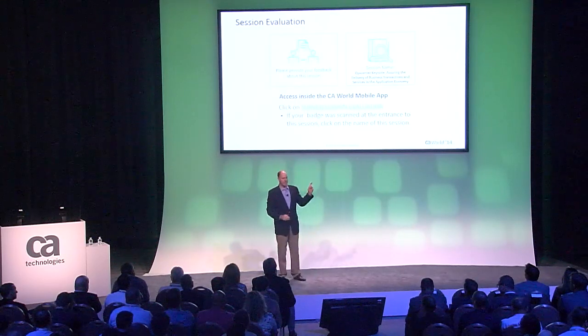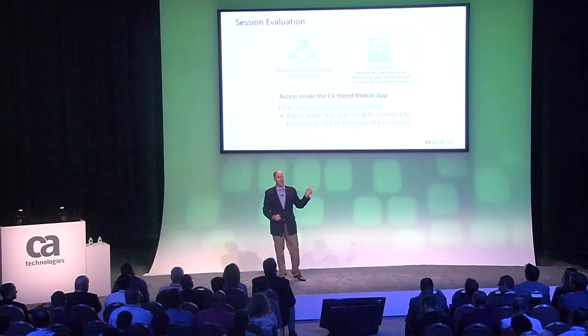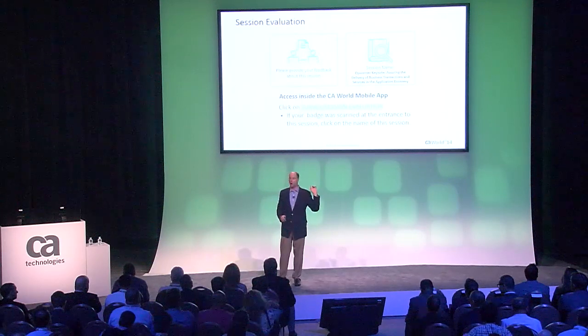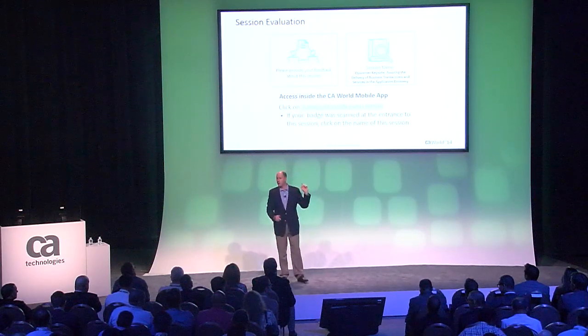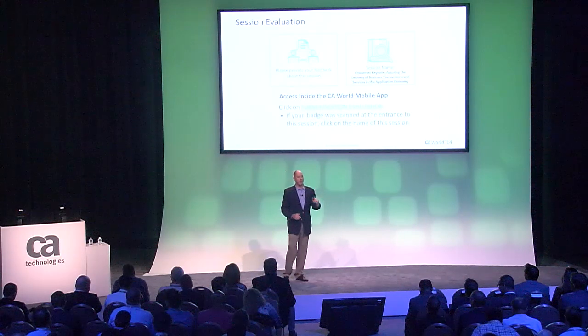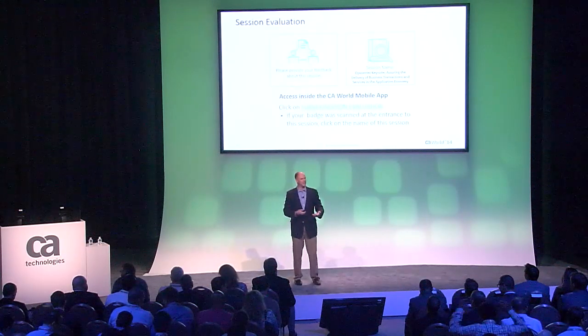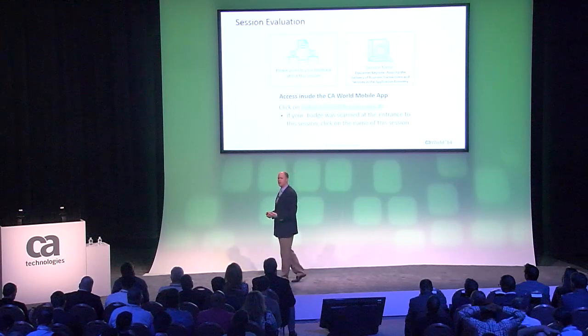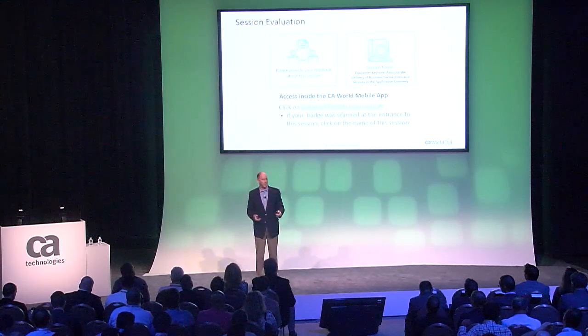So again, use the CA World mobile app. If you haven't downloaded it or have a question downloading it, let someone know. Happy to help you out with that. All our session evaluations are going to be done via the app. The app also has some other cool capabilities. You can scan each other's business cards. You can see what the sessions are going to be. There's lots of great information in that mobile app.